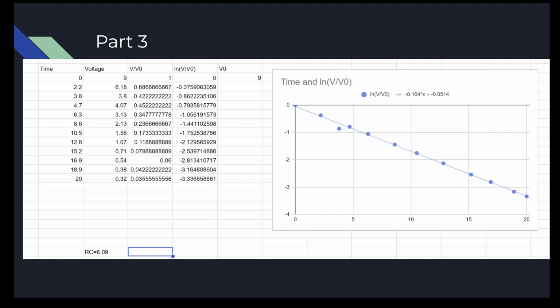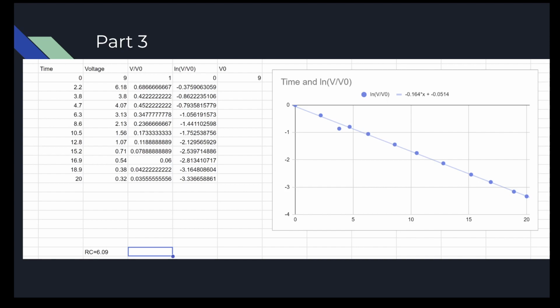Here you can see my process for finding the RC. I marked the time and voltage readings from the simulation and converted them into a version that was the natural log of voltage over the natural voltage, which was 3 volts, and plotted that against time. Since we know the slope of this plot would be -1 over RC, I used Excel to find the slope and solve for my RC. My solved RC was 6.09. This is relatively close to what it should be.